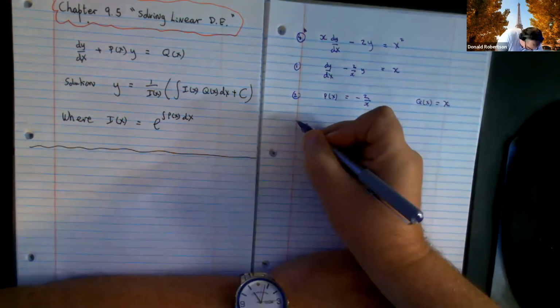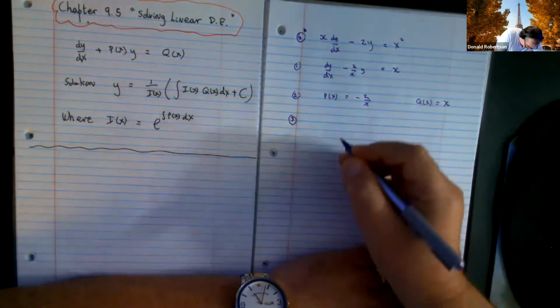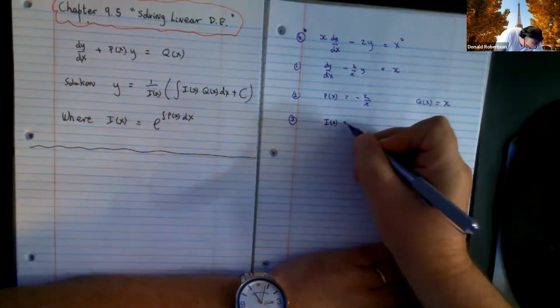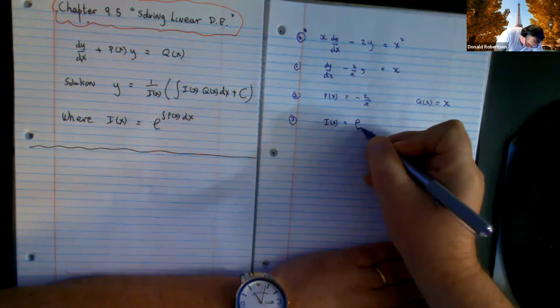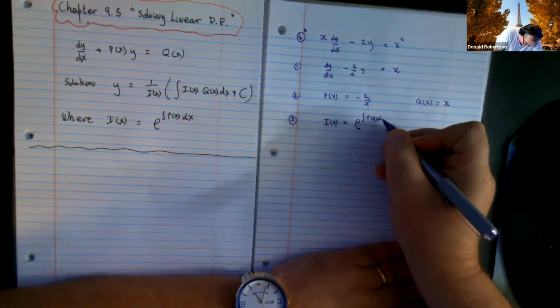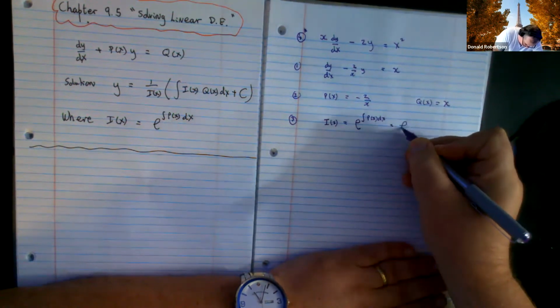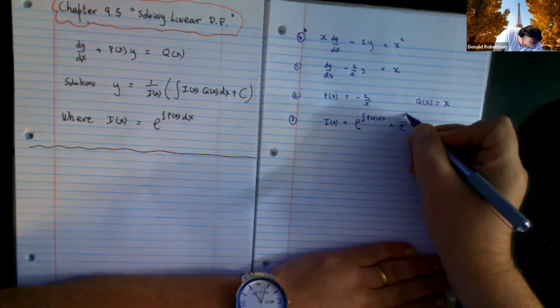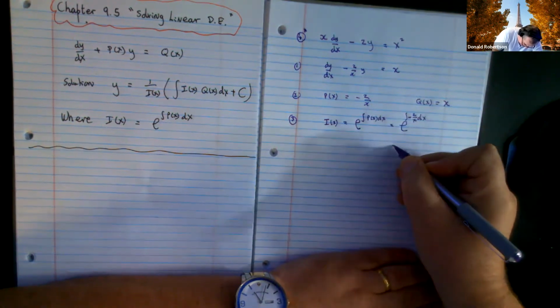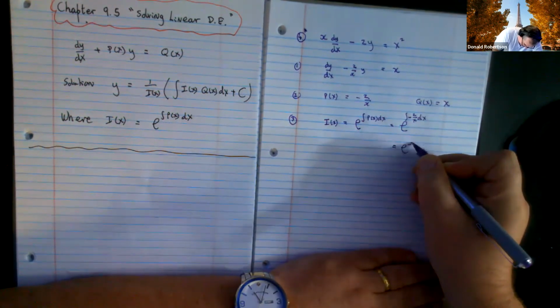And then the next thing that we do is we find what's called the integrating factor. It's a little bit weird, but it's e to the power of the integral of p of x. In this case, it's e to the power of the integral of negative 2 over x. And that is, in fact, this fella.